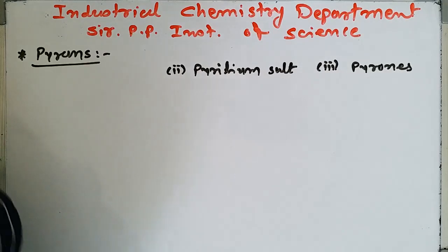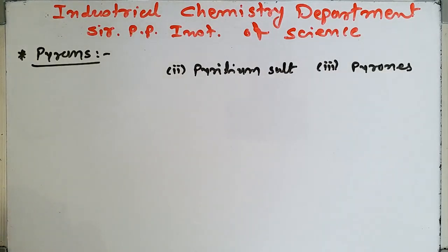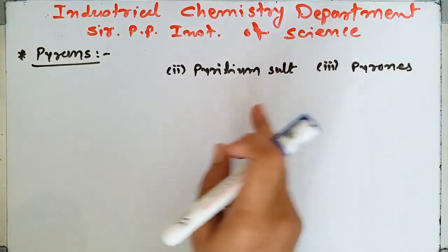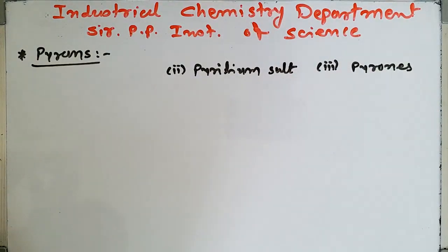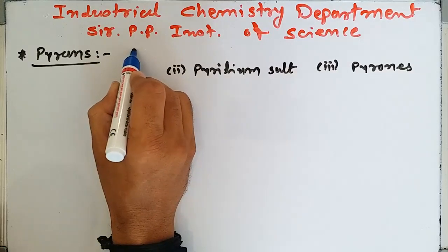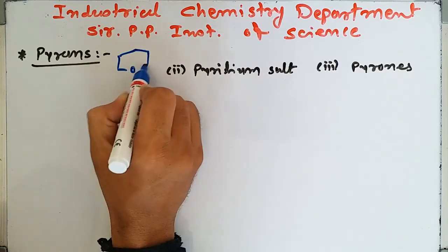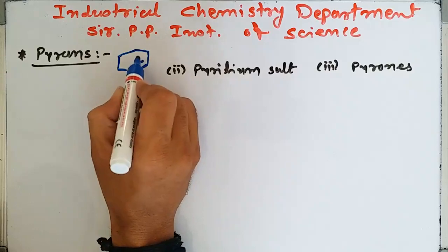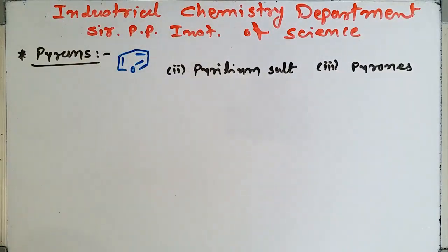We here discuss only their structures, and then we continue with pyrans. According to our syllabus, these two compounds, pyrylium salt and pyrones, are not studied here. We study only pyran. So first of all, we see the structure of these three groups. Pyran is a six-member ring heterocyclic compound containing one oxygen as heteroatom. This is pyran.